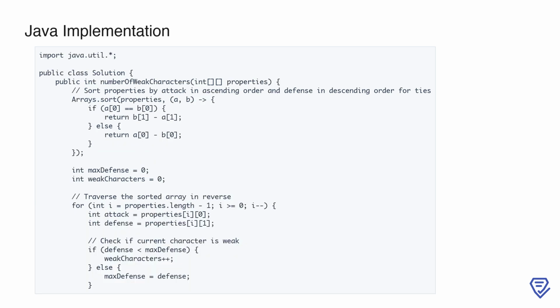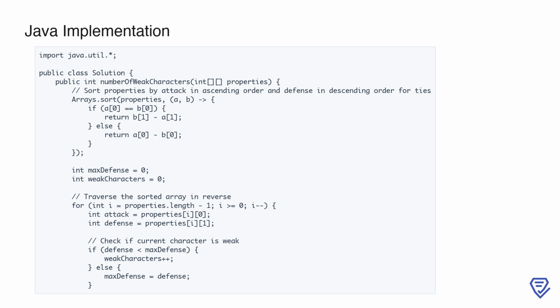Here, we begin by importing the necessary utilities and defining our class. The function numberOfWeakCharacters takes a 2D array called properties as input, where each subarray represents the attack and defense values of a character. The first step is to sort the array.